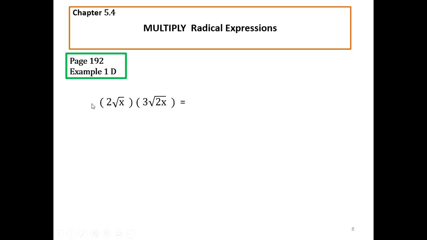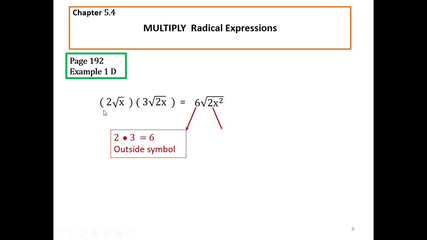Next one. We multiply what's outside and multiply inside. So we have here 2 times 3 is 6, and x times 2x is 2x squared. That's what's outside and what's inside.